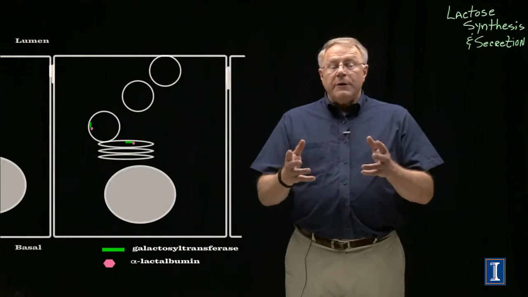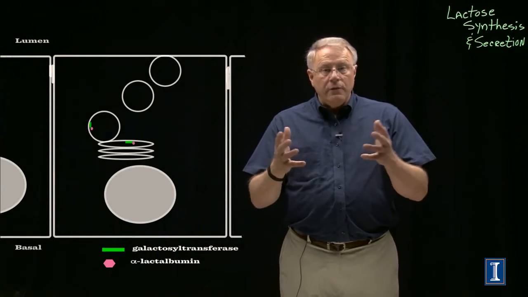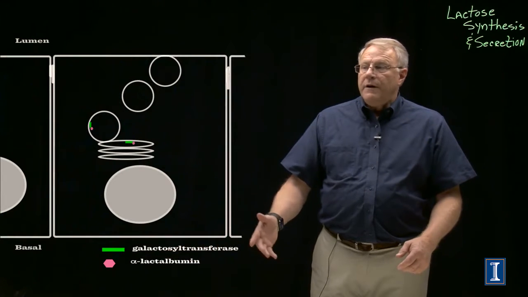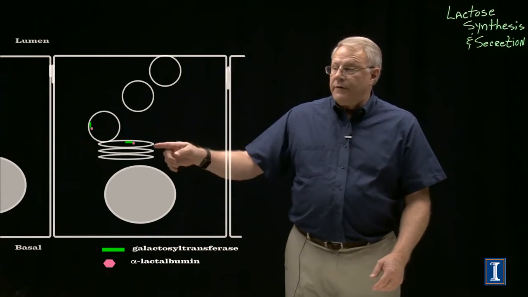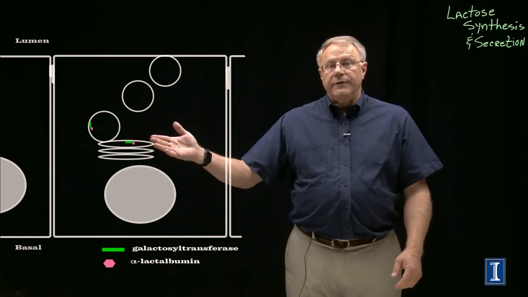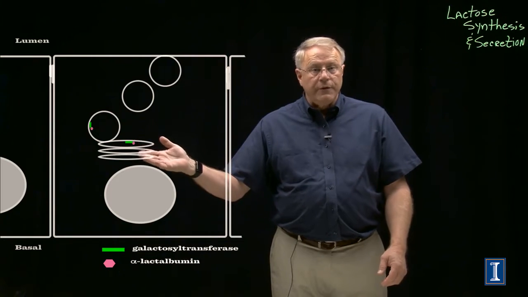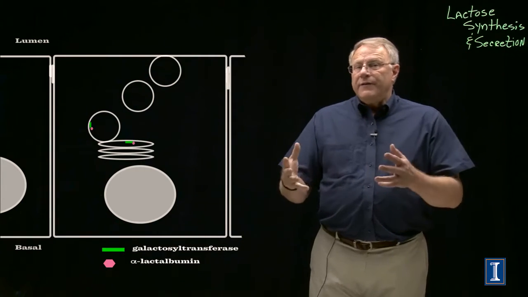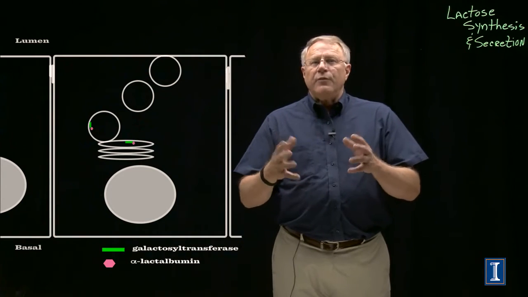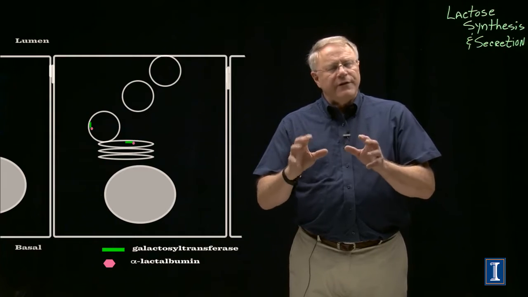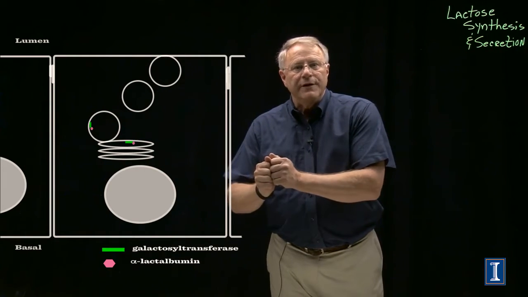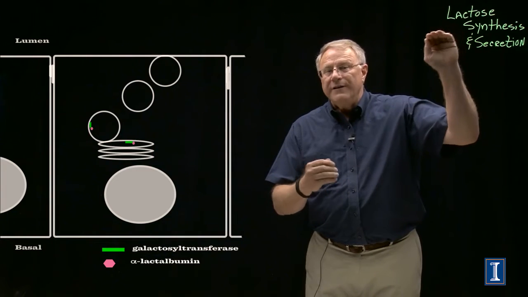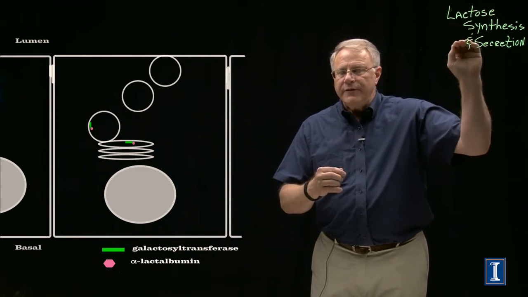In the mammary epithelial cell, as in all of the cells in our body, we have an enzyme called galactosyltransferase. The activity of galactosyltransferase is usually found in the Golgi apparatus. It's involved in the process of glycosylation of proteins. In and of itself, galactosyltransferase doesn't directly relate to milk synthesis other than glycosylating some of the milk proteins, those that are glycosylated. It doesn't directly involve itself with lactose synthesis.